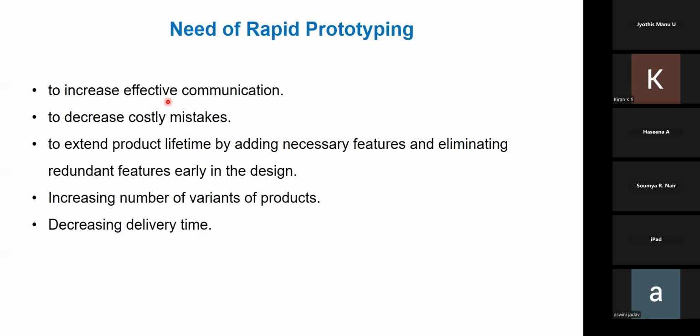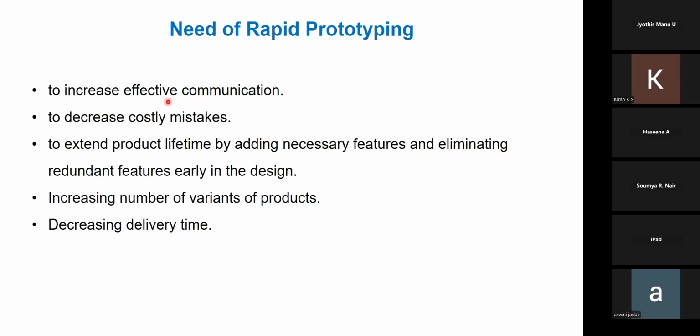And to decrease costly mistakes, sometimes people will make the final product without making prototype. And after, when you enter into the market, immediately the customer comes up with the feedback. This is missing, that is missing. Then what you have to do, you have to change all the dies, you have to change the production, you have to change all your product planning. So everything gets collapsed. Finally, the product will fail. So this leads to a failure of product. So that can be avoided if you make a prototype first.